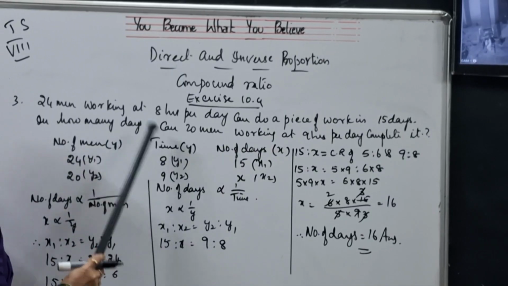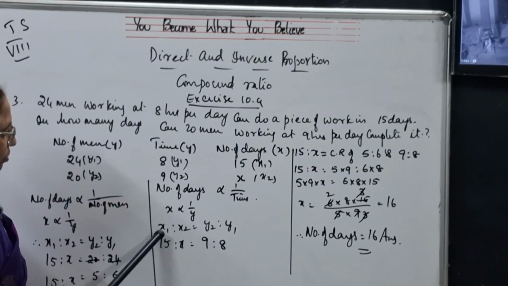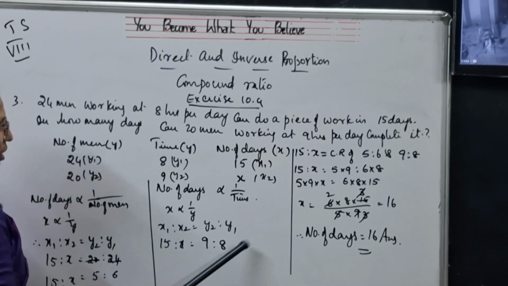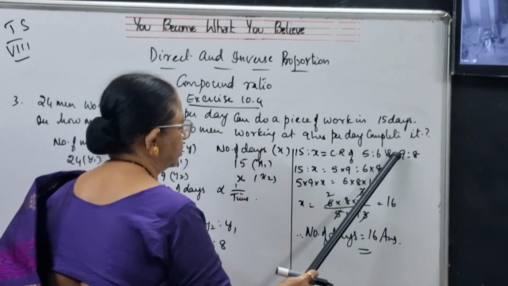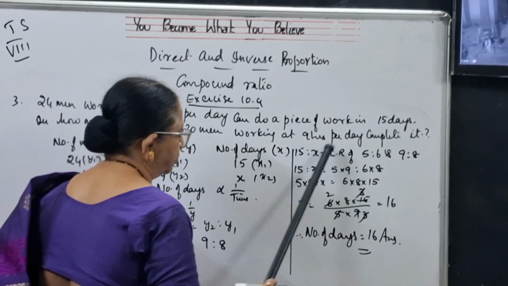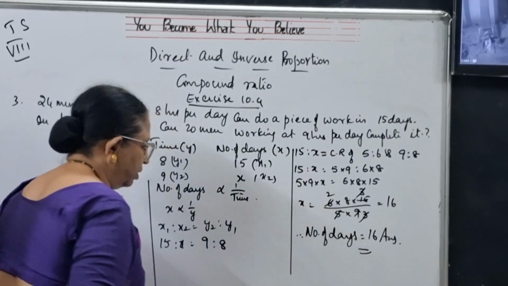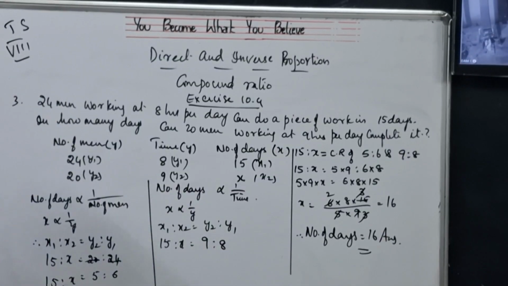Similarly, number of days and time. If time increases, days will decrease. They are also inversely proportional. So x1 is to x2 is y2 is to y1. 15 is to x is 9 is to 8. So 15 is to x is the compound ratio of 5 is to 6 and 9 is to 8. So 15 is to x is equal to 5 into 9 is to 6 into 8. So product of means 5 into 9 into x is equal to product of extremes 6 into 8 into 15. So x is equal to 16. 16 days is the answer for this problem, children. Please note it down.